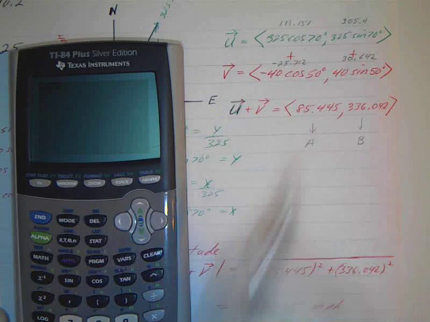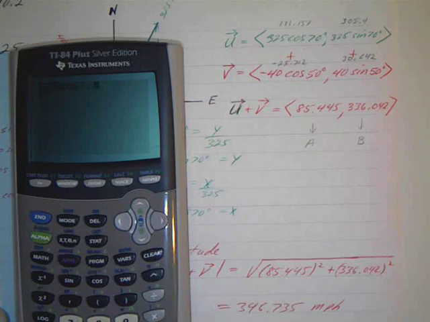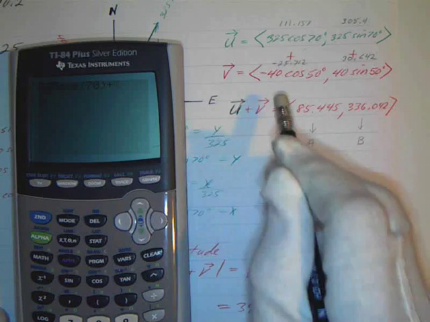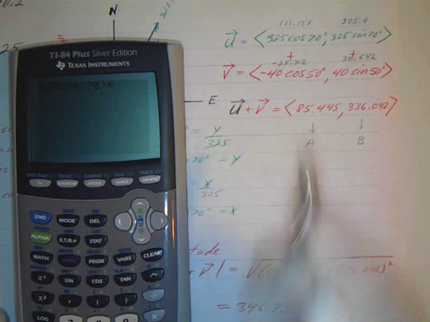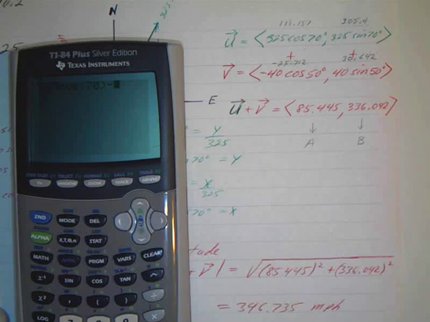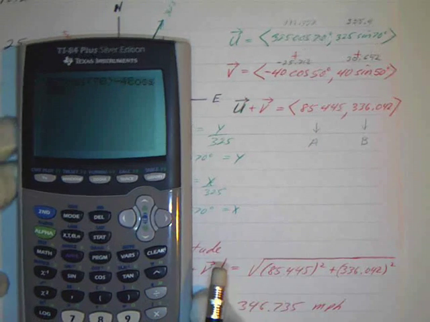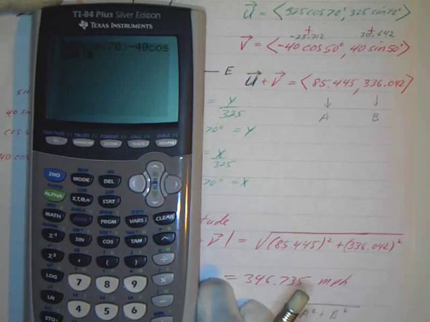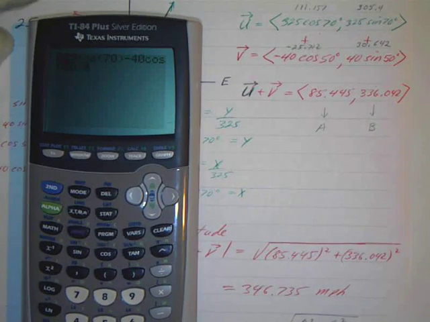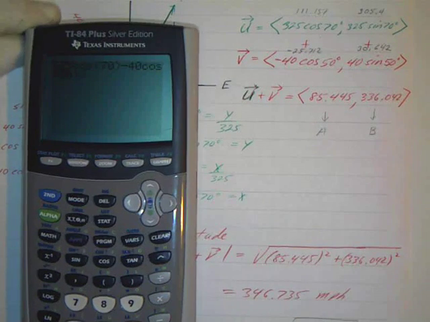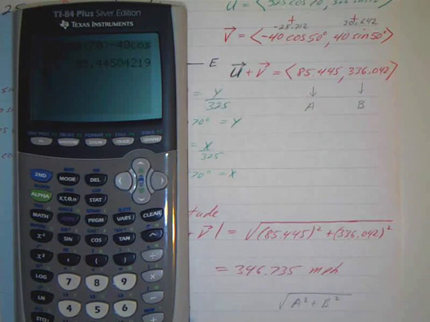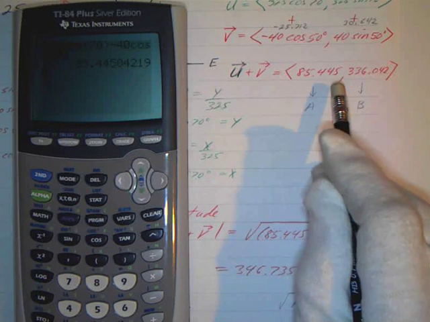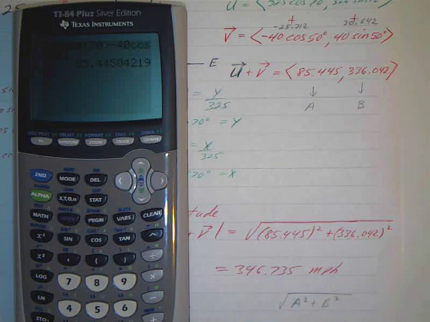25 cosine of 70 degrees plus, well actually it's going to be negative, right? Because this is a minus, so minus 40 cosine of 50 degrees. All right, we can all see that okay. Looks a little bit dark on my screen. I hope it works out on your screen. And you press enter and you get 85.445. Now that's going to be the horizontal component of my resultant vector.